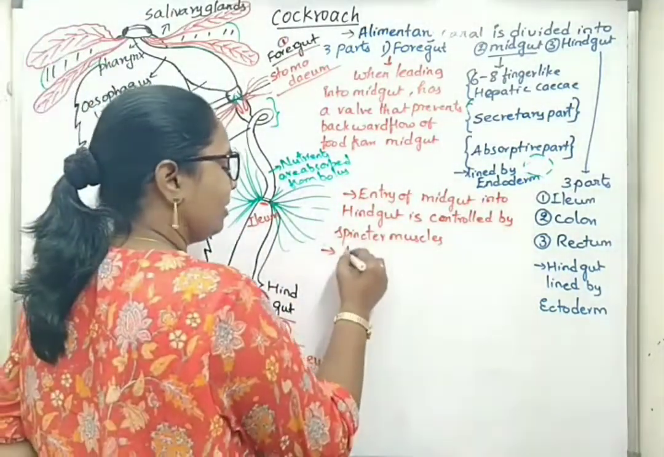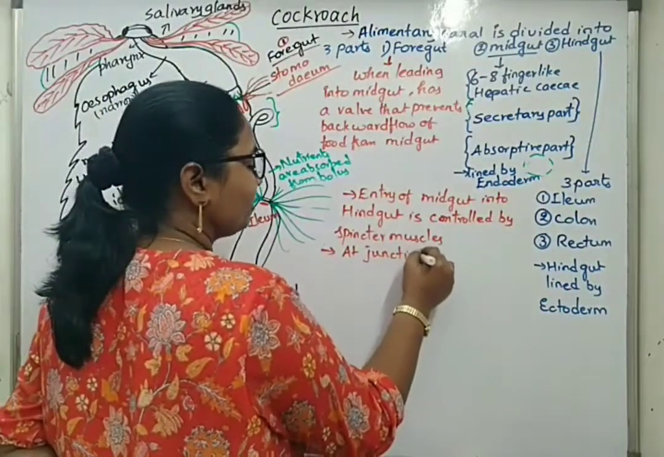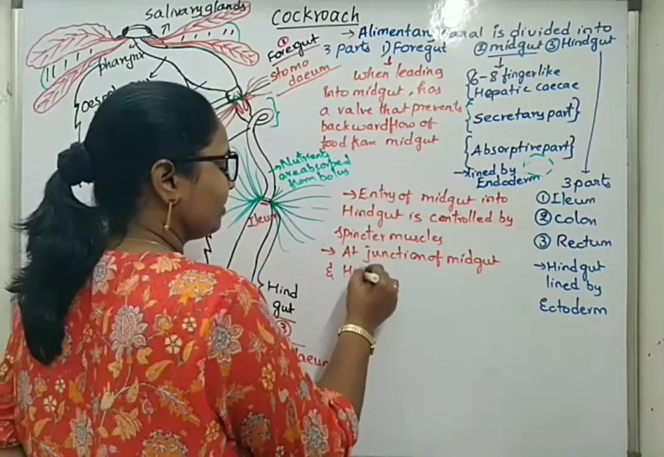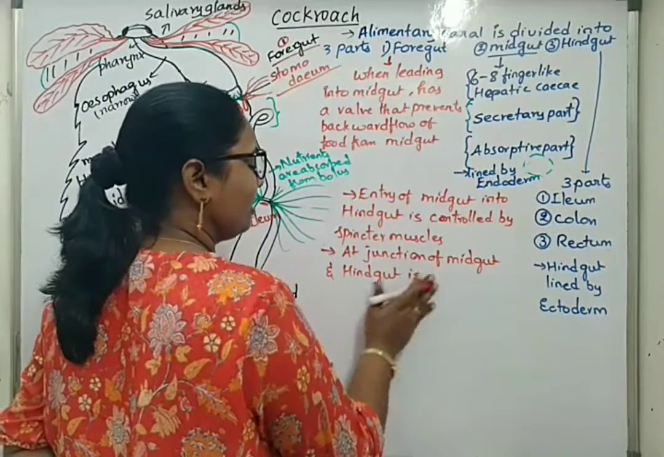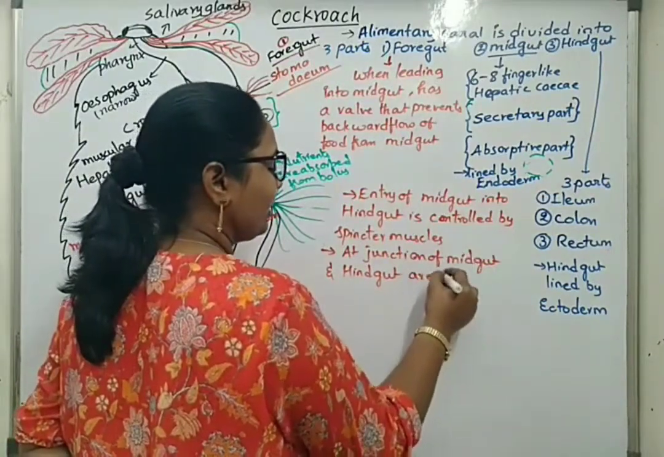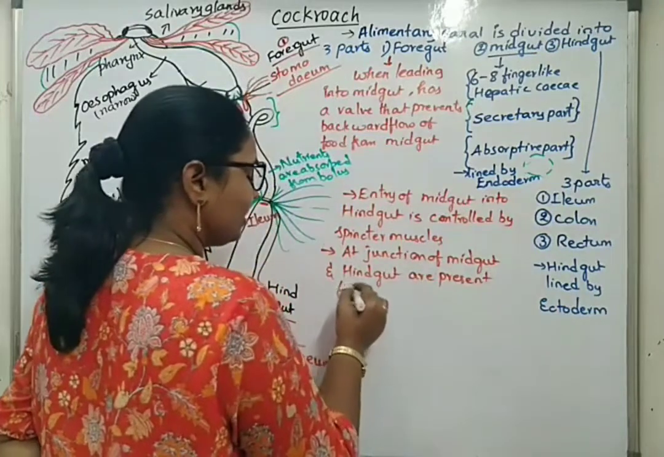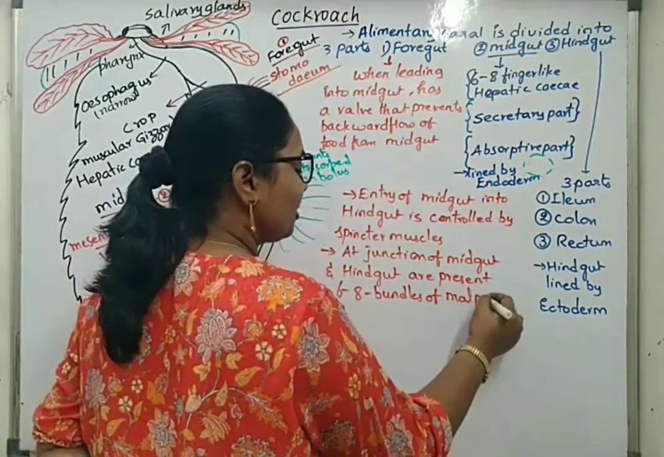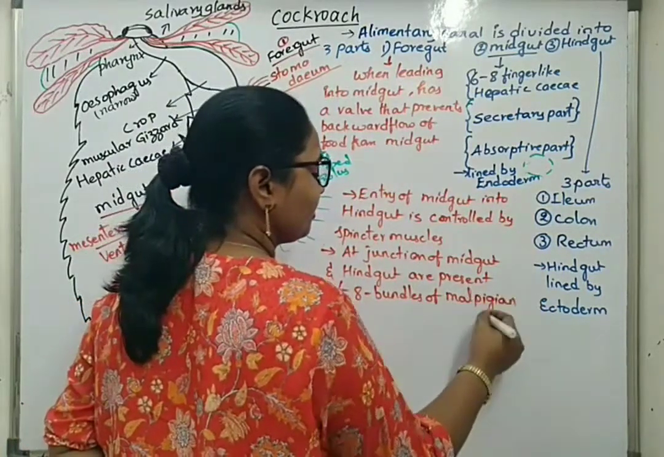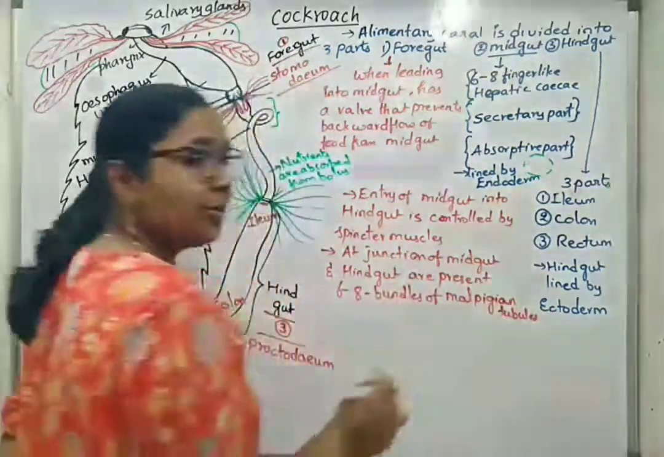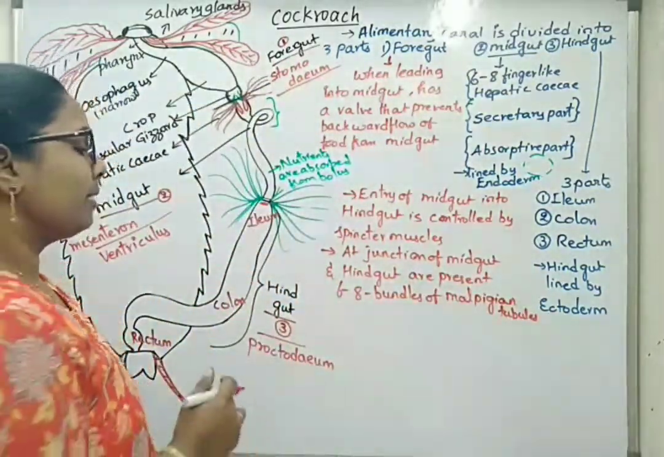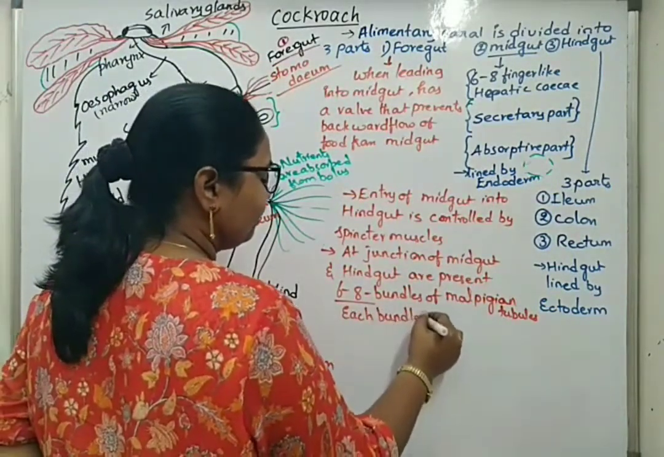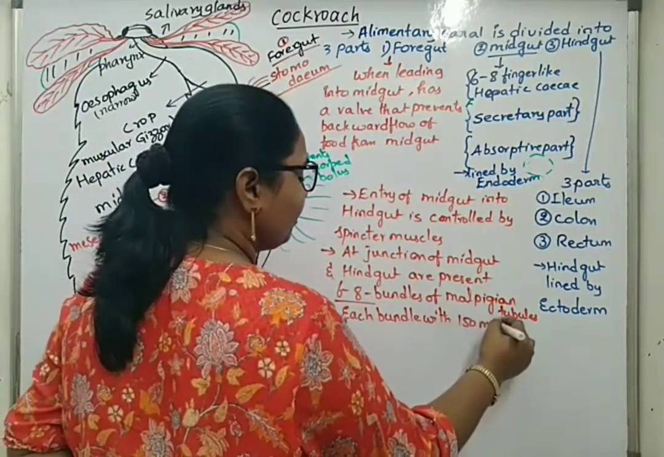Now, at the junction of midgut and hindgut are present 6 to 8 bundles of Malpighian tubules. Each bundle has nearly 150 Malpighian tubules. Each bundle with 150 Malpighian tubules.